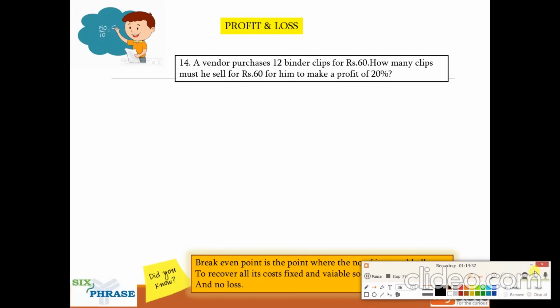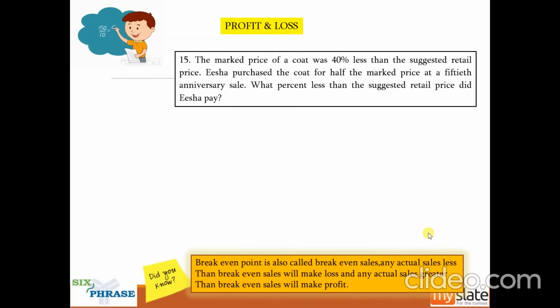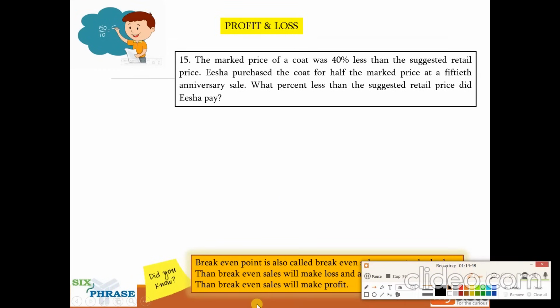The mark price of the coat was 40% less than the suggested retail price. So MP was 40% less than the suggested retail price. When it comes to percentages, you start by assuming the base to be 100. So let us assume the initial retail price that they were talking about is 100.